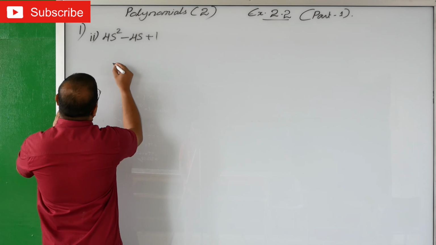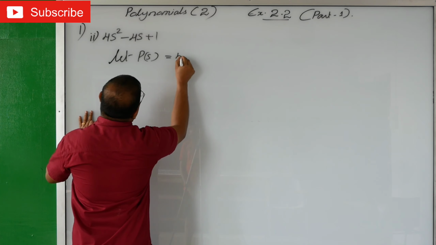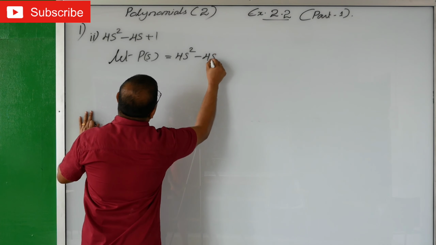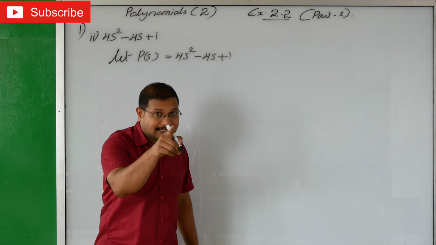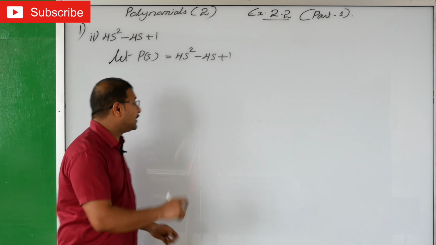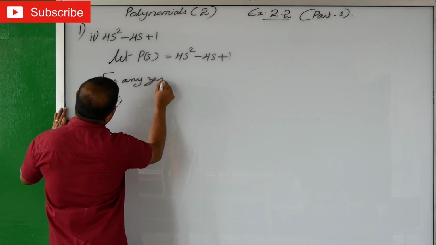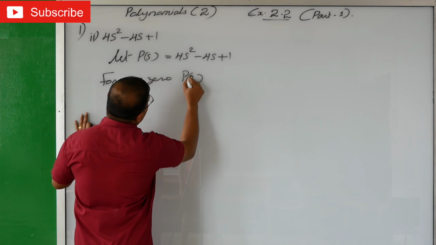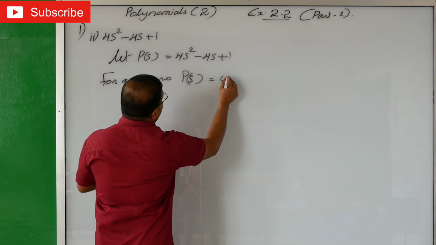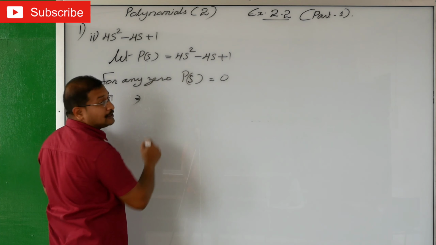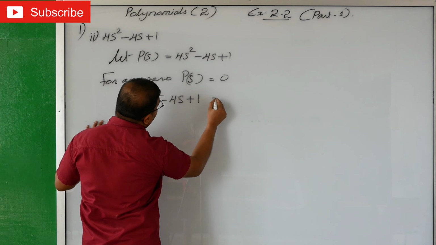So first we'll write, let P of s equals 4s square minus 4s plus 1. Here this polynomial is in s. The variable is s, isn't it? Ready? For zeros, P of s equal to 0. This implies 4s square minus 4s plus 1 equal to 0.